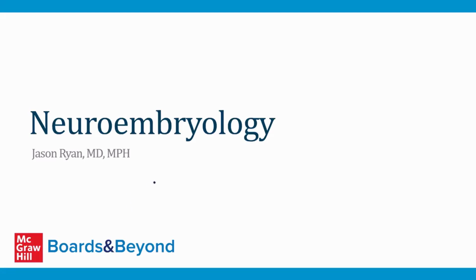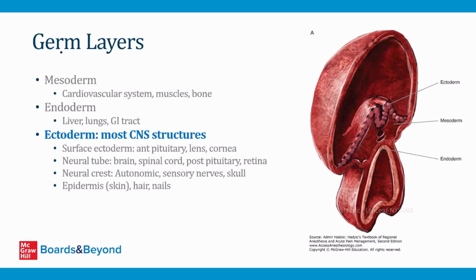Hello, everyone, and welcome to our module on neuroembryology. In other videos, I talk in detail about the three germ layers of the embryo that develop into the organs of the human body. What I want to emphasize in terms of neuroembryology is that the ectoderm is the germ layer that gives rise to most of the central nervous system structures.